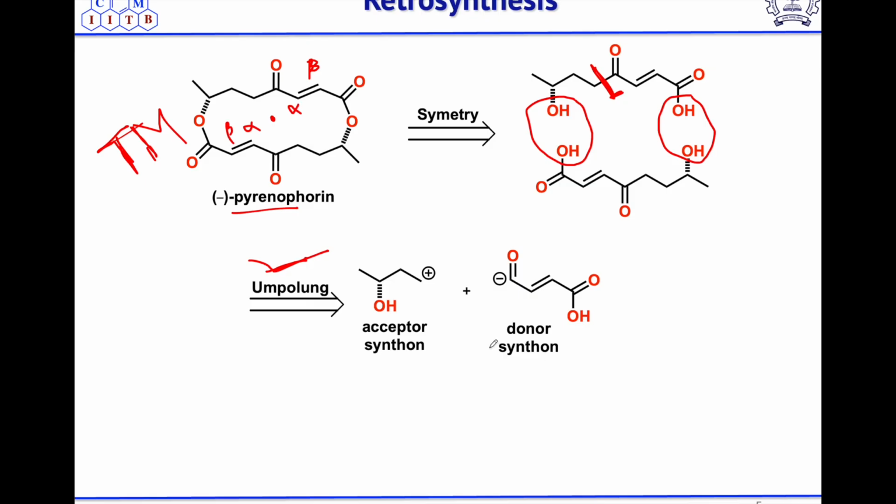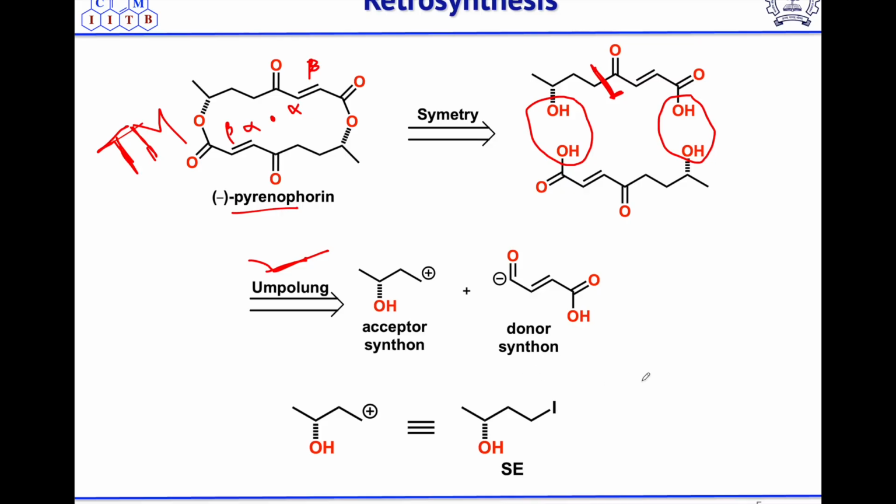So this donor synthon and acceptor synthon, what will be the corresponding synthetic equivalents? If you see, this is the acceptor synthon, right? This you can simply get by attaching this carbon with halides, like Cl, Br, I. So you can easily get the synthetic equivalent. The acceptor synthon is already done. Now, what will be the synthetic equivalent for this donor synthon?